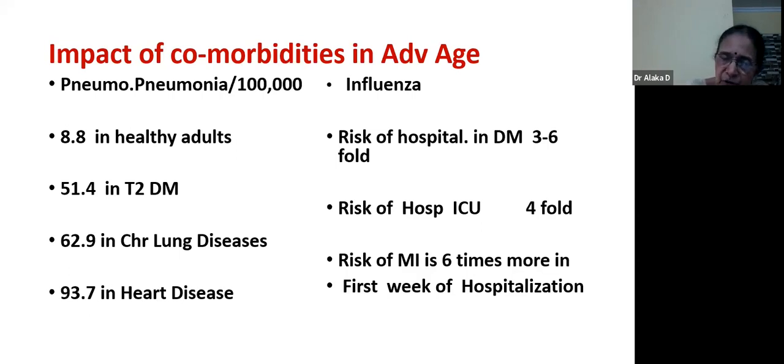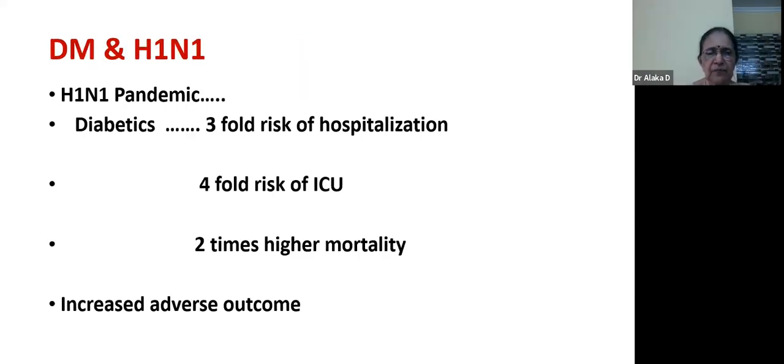So just the influenza causing a risk of hospitalization in diabetes, and the risk goes on escalating: hospitalization, then the second is ICU care, and the risk of MI in the first week. So these are all such serious and grave conditions. Therefore, we have to protect ourselves against them.